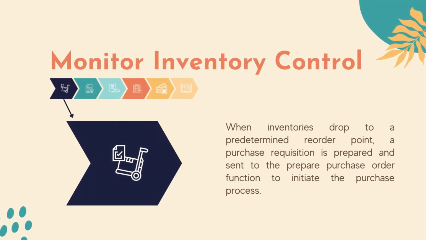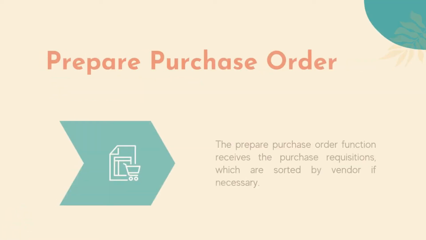Starting with monitoring inventory records, firms deplete their inventories by transferring raw materials into the production process, the conversion cycle, and by selling finished goods to customers, the revenue cycle. Our illustration assumes the latter case, in which inventory control monitors and records finished goods inventory levels. When inventory drops to a predetermined reorder point, a purchase requisition is prepared and sent to the Prepare Purchase Order function to initiate the purchase process.